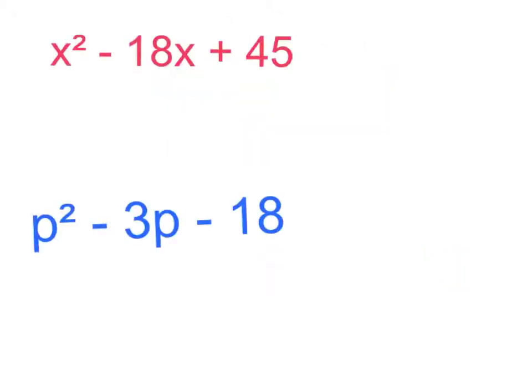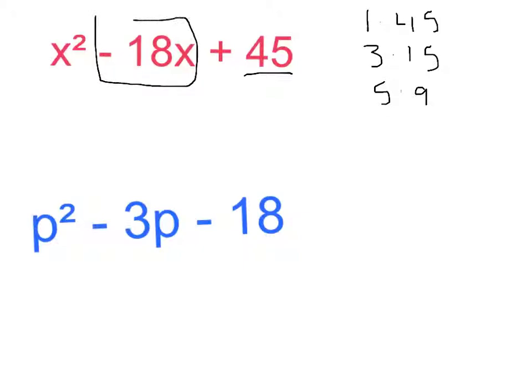Alright, the next one, x squared minus 18x plus 45. Let's find all the factors of 45. We have 1 times 45, 3 times 15, and 5 times 9. So these are my factors of 45. Which set of those adds up to a negative 18? Let's see. 1 and 45, definitely not. 5 and 9, definitely not. Well, here's 3 and 15. 3 and 15 add up to a positive 18, not a negative 18.